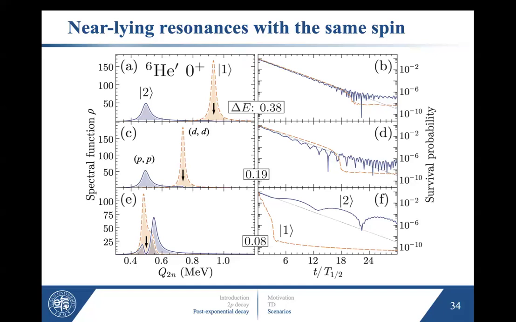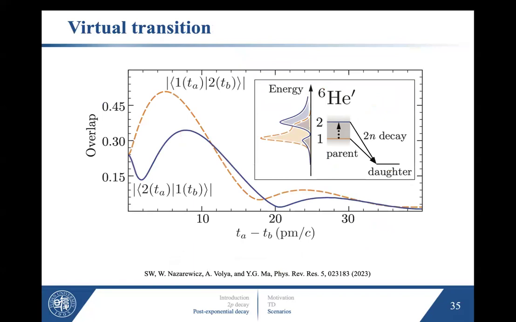As a result, there is a large discrepancy between the survival probability and the exponential decay. And interestingly, we can see that one of those states decays much faster than the exponential decay, and another one is much slower. This can be understood by virtual transitions.